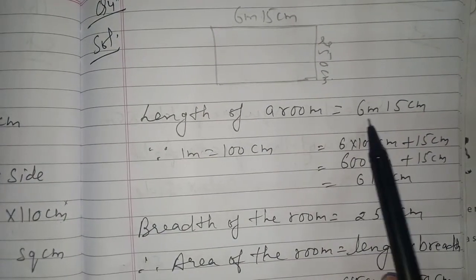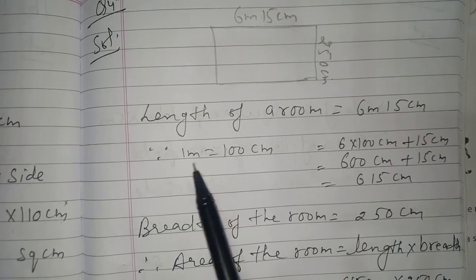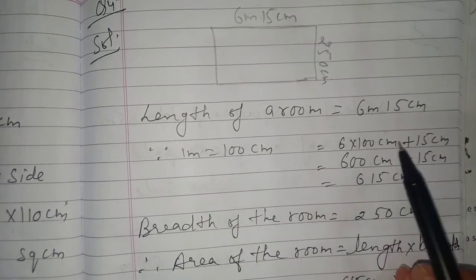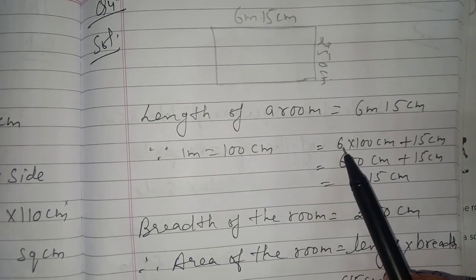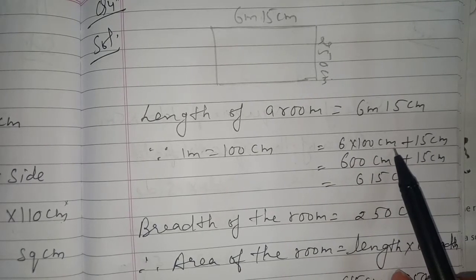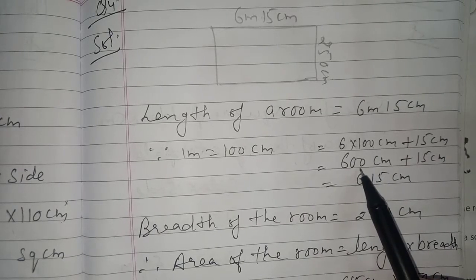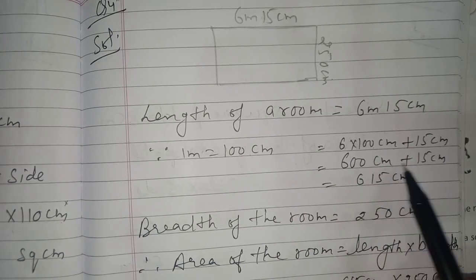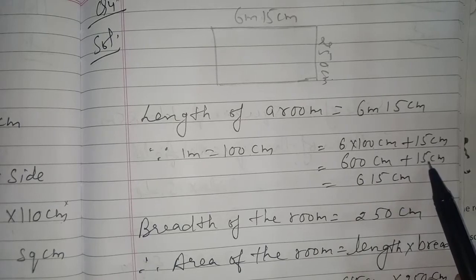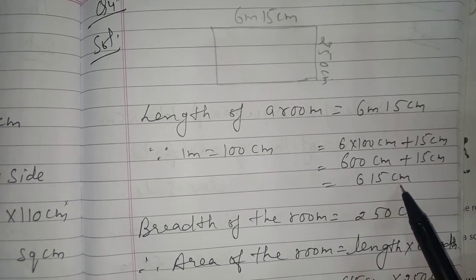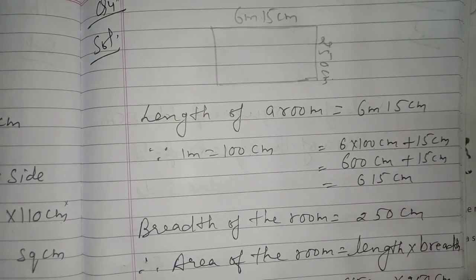Length of a room 6 meter 15 centimeter. We know 1 meter is equal to 100 centimeter. So we have to multiply this 6 meter by 100 to convert it into centimeters, plus 15 centimeter. Now here after multiplication we will get 600 centimeter, and then we will add 15 centimeter to get the final length, that is 615 centimeter.